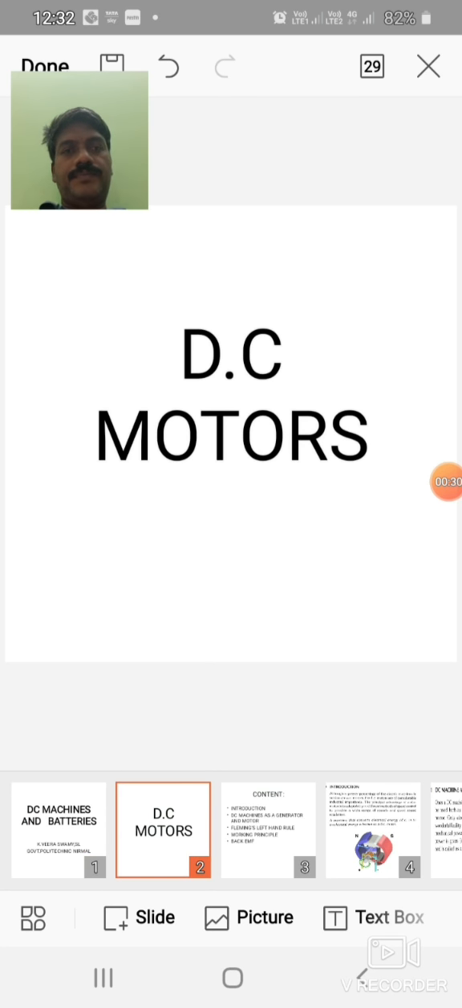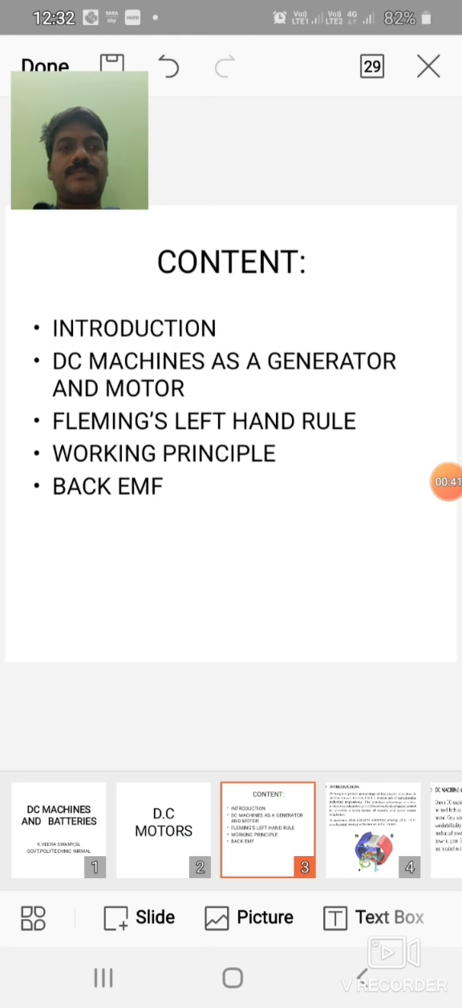The main topic is DC motors, and the subtopic is the working principle of a DC motor. After completion of this period, you will be able to explain a DC machine as a generator and motor, Fleming's left hand rule, and the working principle.